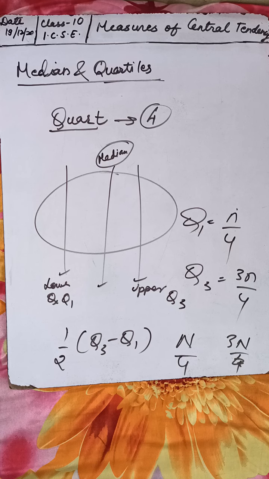What do you mean by range? The difference between the greatest variate and the smallest variate in the distribution is called the range of the distribution. And interquartile range, I have explained, is half times of Q3 minus Q1. Okay, what is dispersion actually?